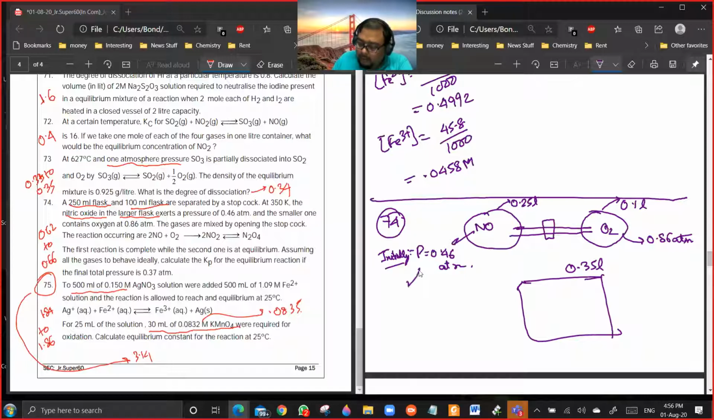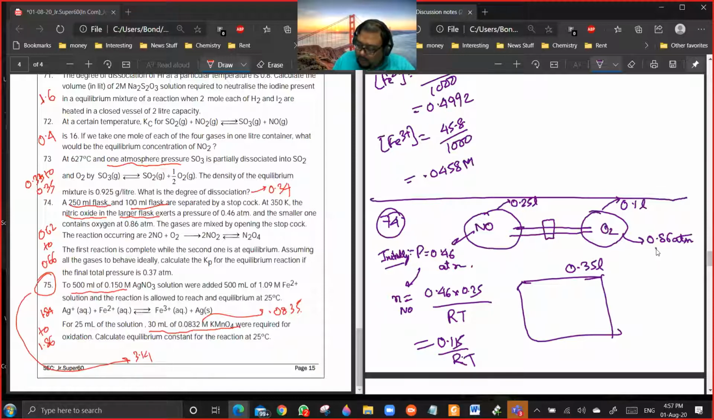So what we do is calculate the number of moles. What will be the moles of NO? It will be 0.46 into V, which is 0.25, by R, into T, which is 350 Kelvin. Or just write RT, because both have the same thing and ultimately we are interested in the ratio. So it will be 0.46 into 0.25, which is 0.115 by RT.